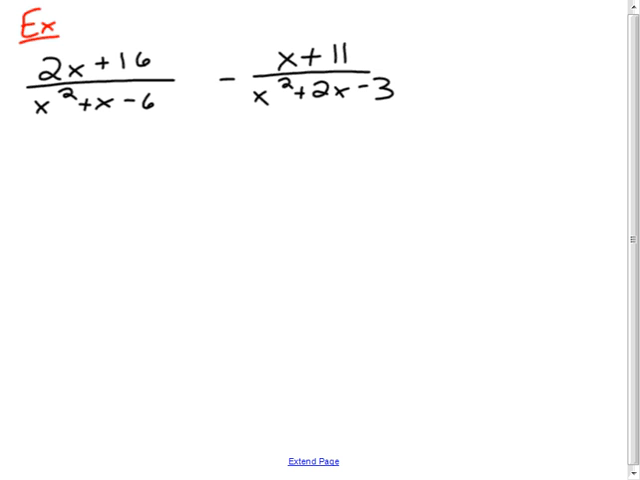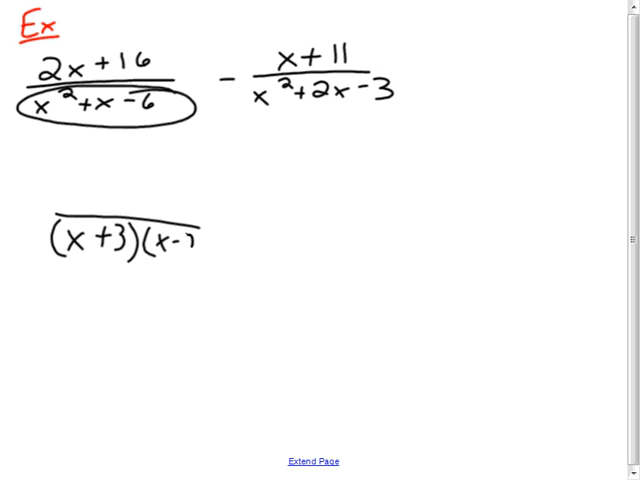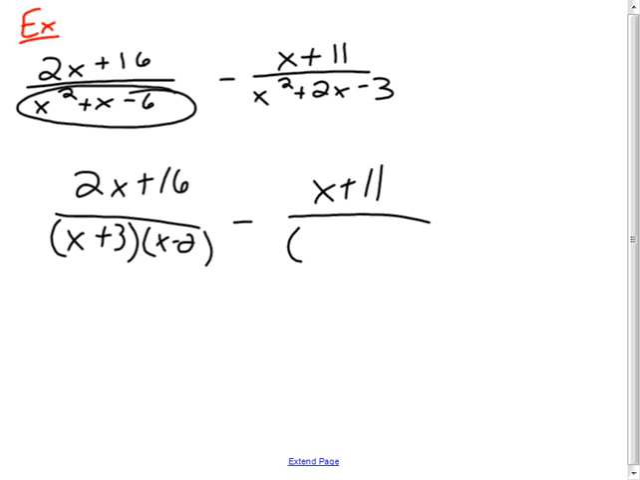So I have a trinomial here, product and sum. So I end up getting x plus 3 and x minus 2. Its numerator is 2x plus 16. Minus this numerator is x plus 11, and I factor that trinomial, and I get x plus 3 and x minus 1. So now I look at my denominators. What factors are my denominators missing? The left part is missing an x minus 1. The right part is missing an x minus 2.